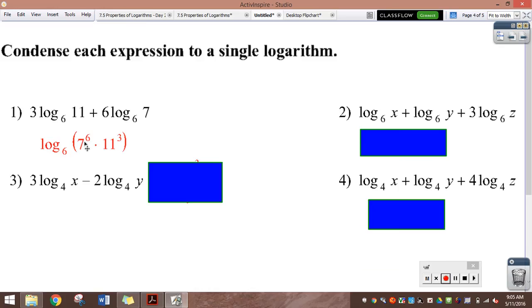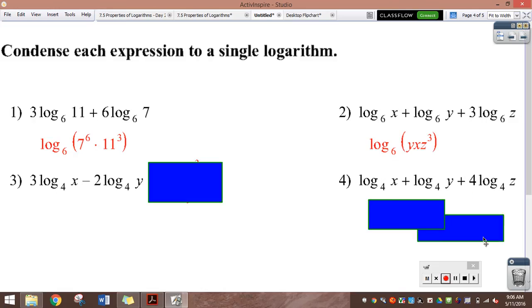And yeah, we can simplify these further and actually evaluate 7 to the 6th times 11 cubed, but you don't need to for purposes of these exercises. You just need to condense it down, which I did. So number 2, instead of just one product, I have 3. And so pretty much same rules. This would be x times y, and then this 3 out front would become the exponent of z. So this would be your resulting logarithm, y times x times z cubed.